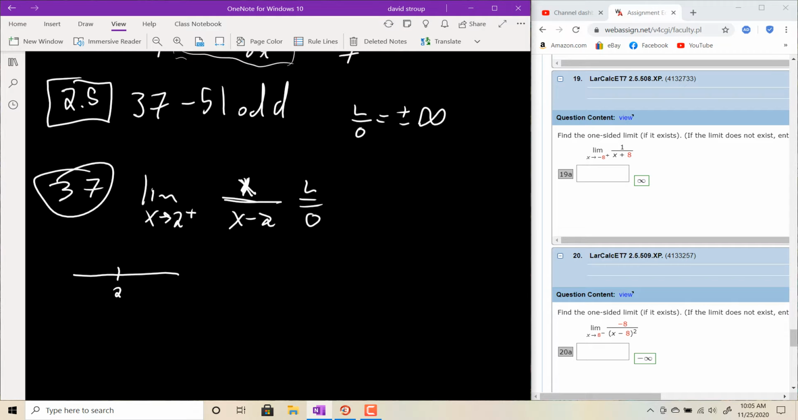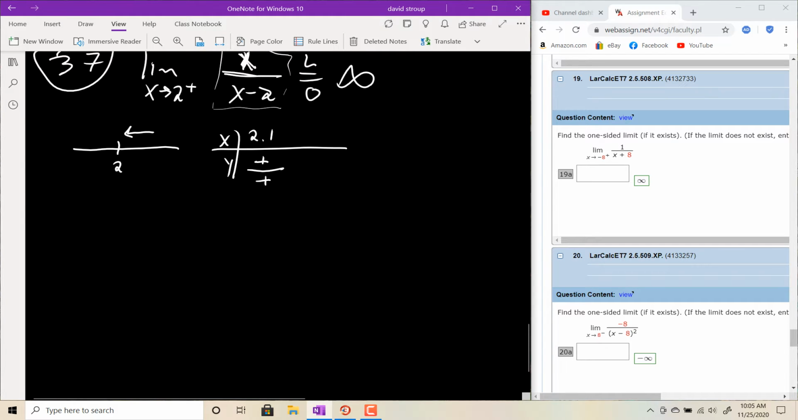Okay, so I'm coming in to 2 from the positive side, so I'm thinking numbers like 2.1. Then you plug that into this expression here and figure out if it's positive or negative. So it'll be 2.1 all over 2.1 minus 2, which is positive, so it'll end up being positive infinity.